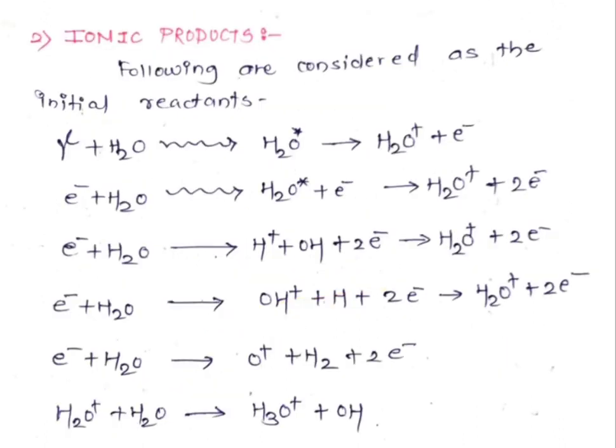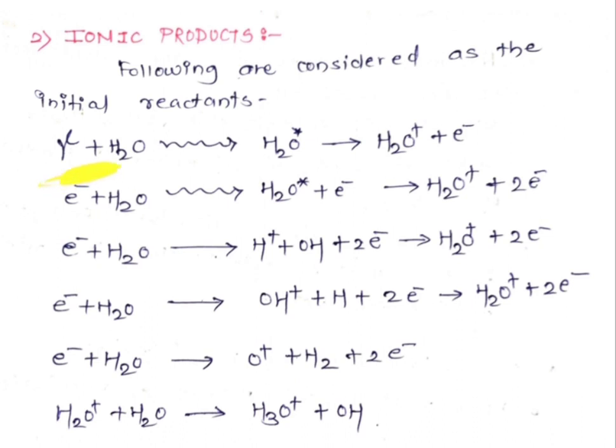We will see the next point, that is ionic products. Here the following are considered as the initial reactants for the radiolysis process. The gamma rays or higher energy electrons will interact with the water molecules, and there is further formation of products. Here are the reactions of the radiolysis of water, and this point is very important.